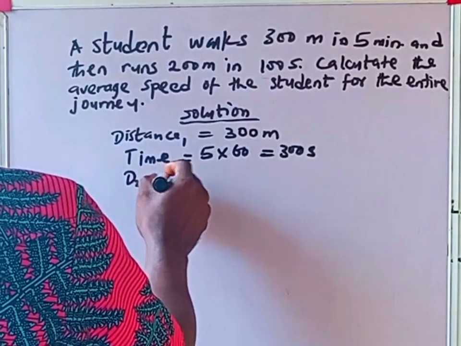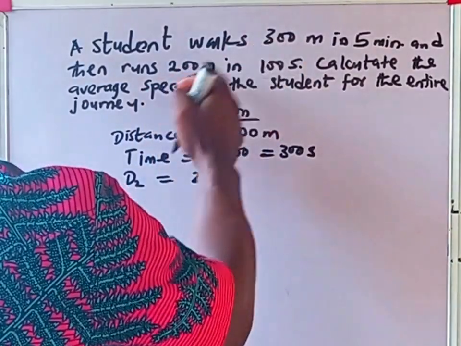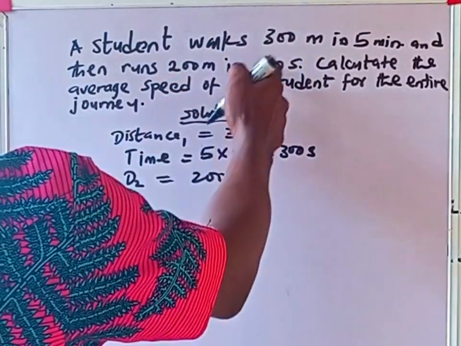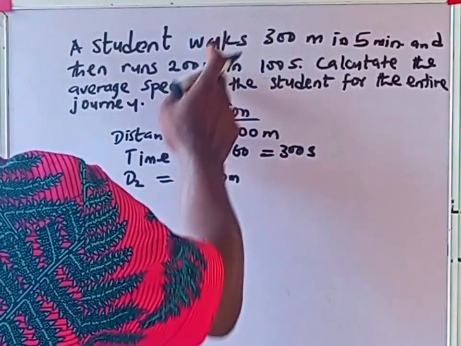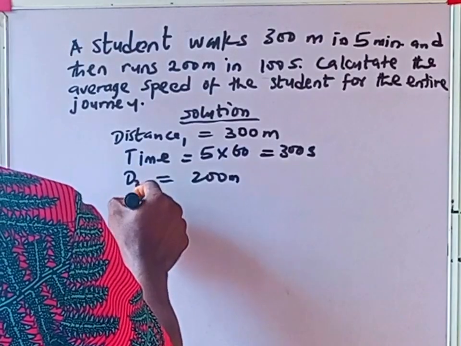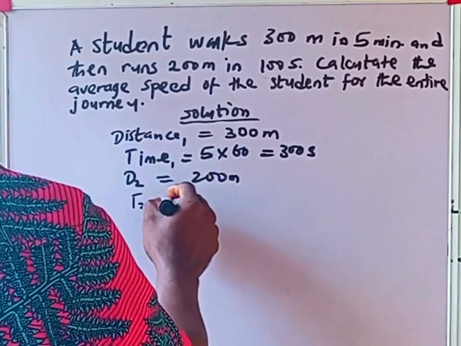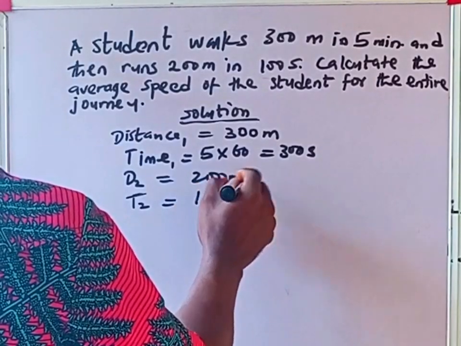Okay, so our second distance is what? 200 meters, because we have two distance here, and the seconds, we have two different seconds. So we have distance 2, which is 200 meters. Then the second time is what? It equals to 100 seconds.